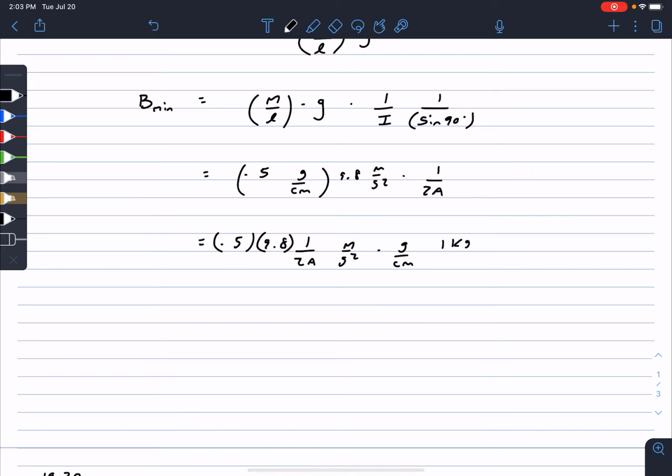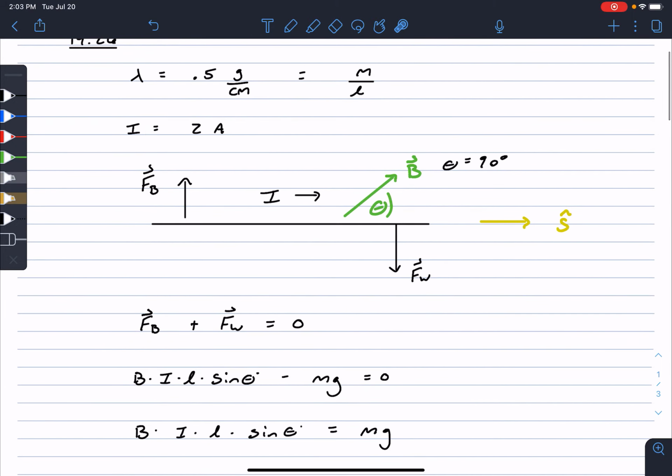So we have 1 kilogram per 10 to the 3 grams, right? So that'll knock that out. And then we have 100 centimeters per 1 meter. So that knocks that out. And now we're in SI, right? So now, putting all this in, we have a value of about 0.245 Tesla. That's the minimum B field that would be required to lift this wire straight off the ground.